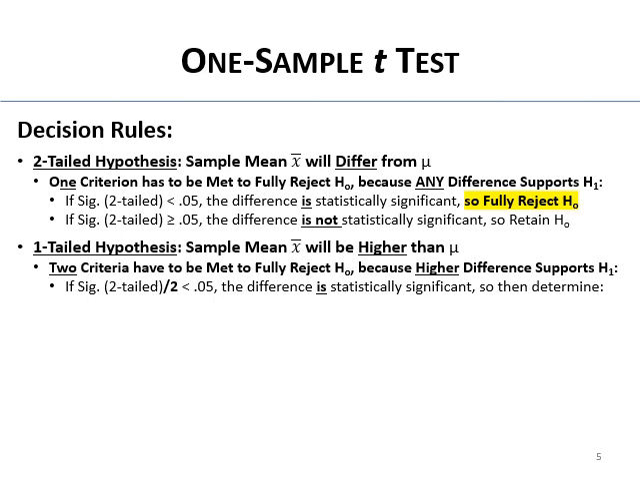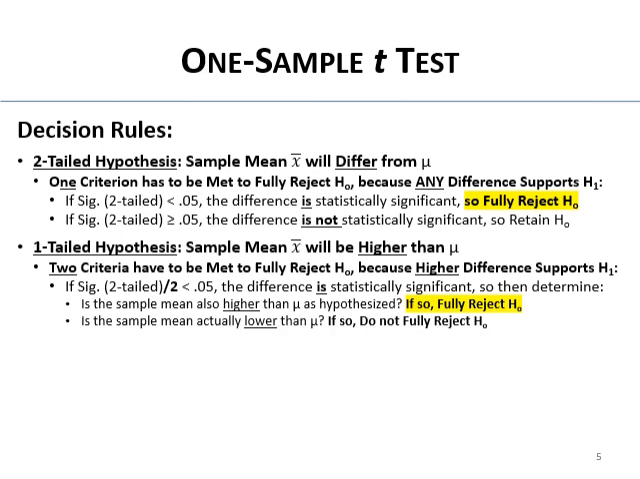Is it in the right direction? That's question 2. So is it higher? Because it can be significant because they're lower, right? Which would not be consistent with the research hypothesis. If both these things are true, it's significant and it's higher, you can fully reject the null. If the sample mean is lower than mu, you do not fully reject the null because that wasn't what you hypothesized. It's different. It's lower. That's not what you said. You're wrong. You do not get to fully reject the null.